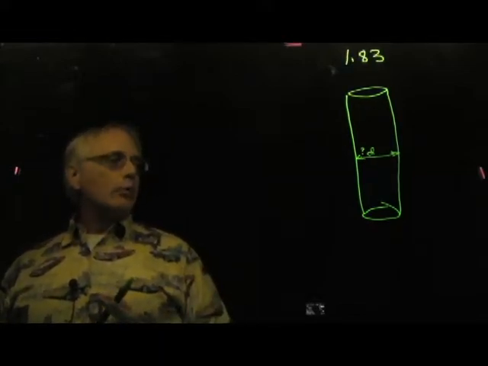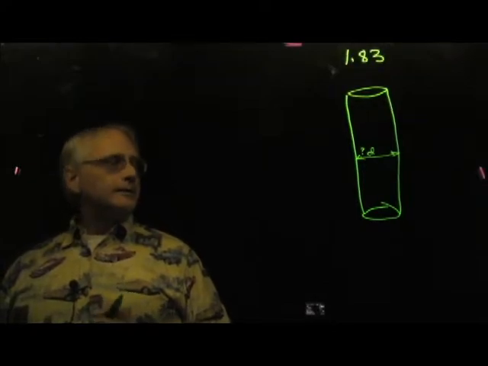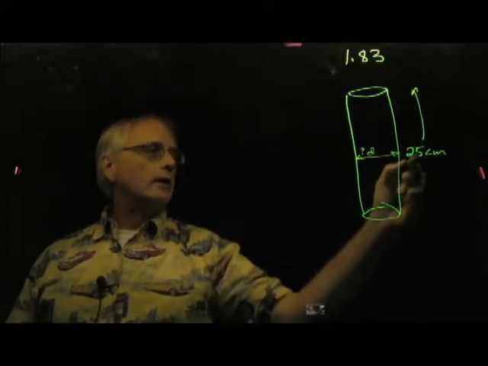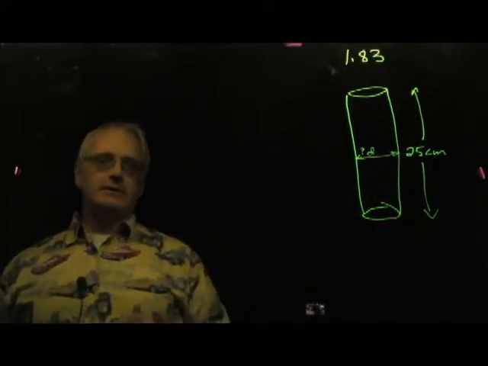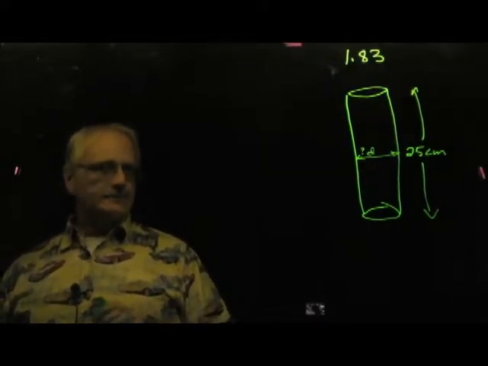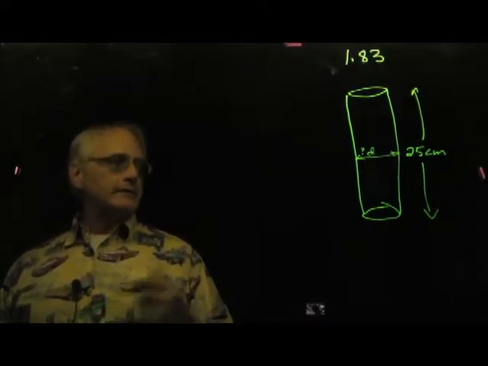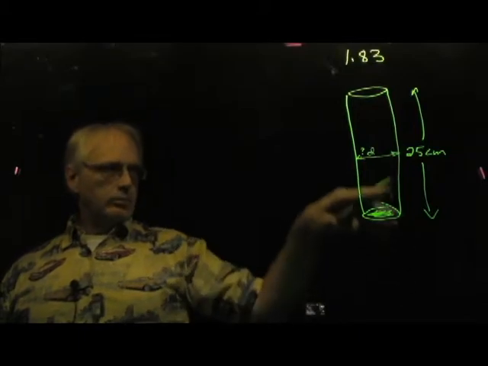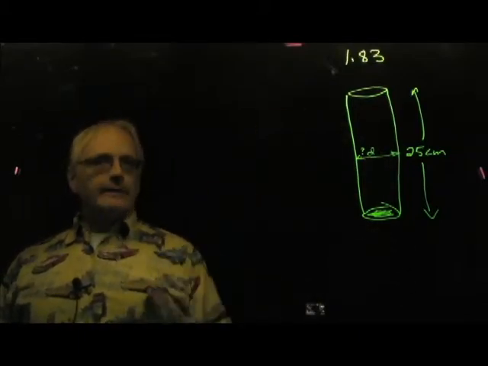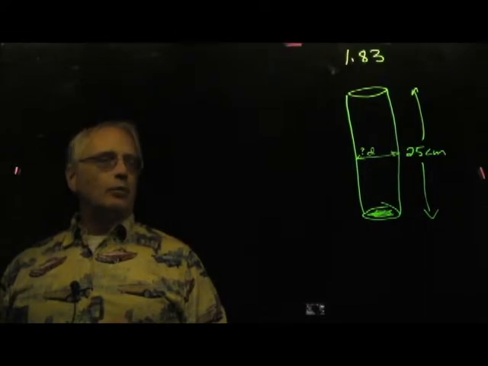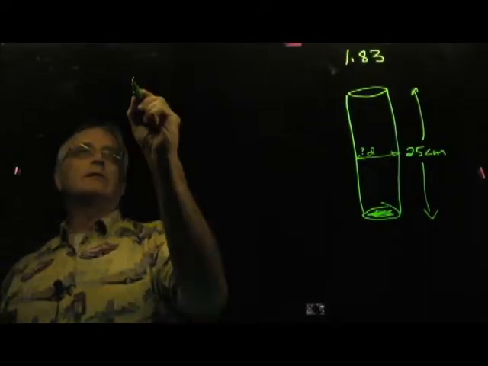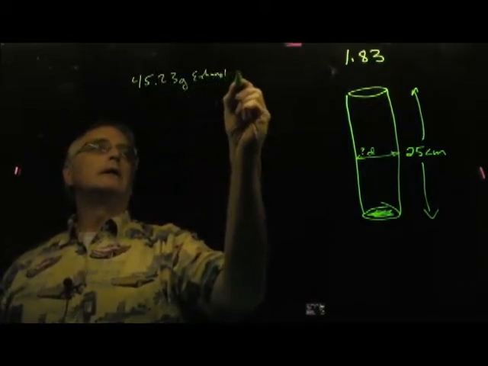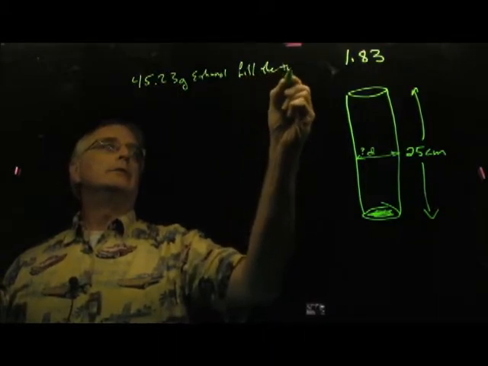And we also have a bit more information about it. We're told that this tube is 25 centimeters tall. And that's the information about the tube itself that we have. Then the problem says we come along to this tube that must be sealed up down here at the bottom, and we pour in the ethanol. And so bloop, it fills that thing up. And then we're given some information about how much it weighs after we add the ethanol. 45.23 grams of ethanol fill the tube.